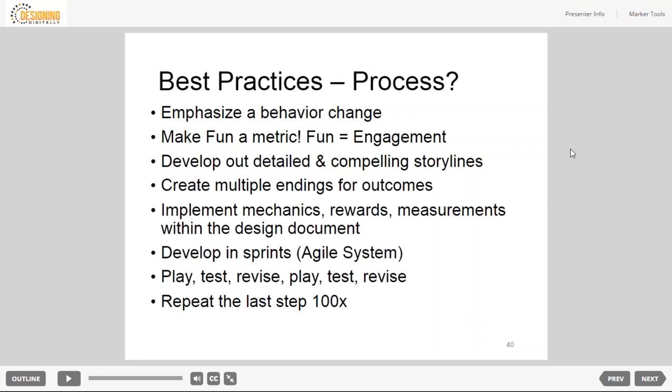Create or implement mechanics, rewards, and measurements within the design document. Make sure you talk those through before you even build anything. And then develop in sprints. Make it an agile methodology. The one thing I can tell you is you're going to want to play test and revise that thing over and over again, because you will find that you need more testing time than you would with, let's say, a linear e-learning module, because it's more sophisticated.